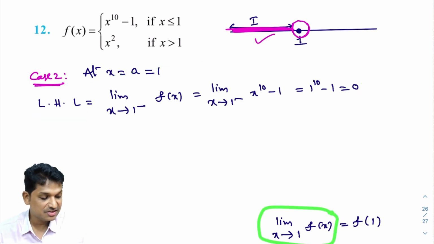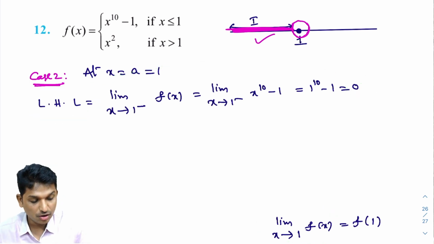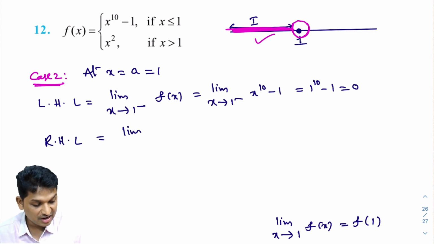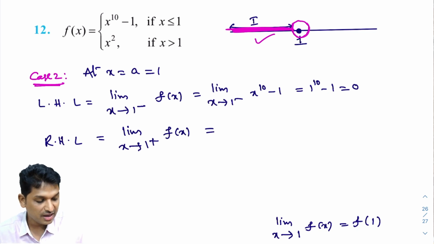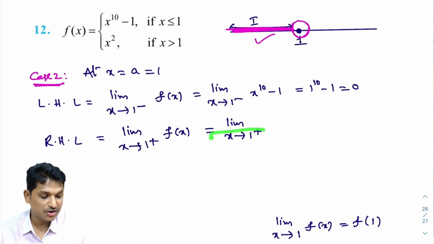Now can we decide this one? No, I need to calculate the right hand limit also. Limit x approaches 1 from the right, f of x. X approaches 1 from the right means what?